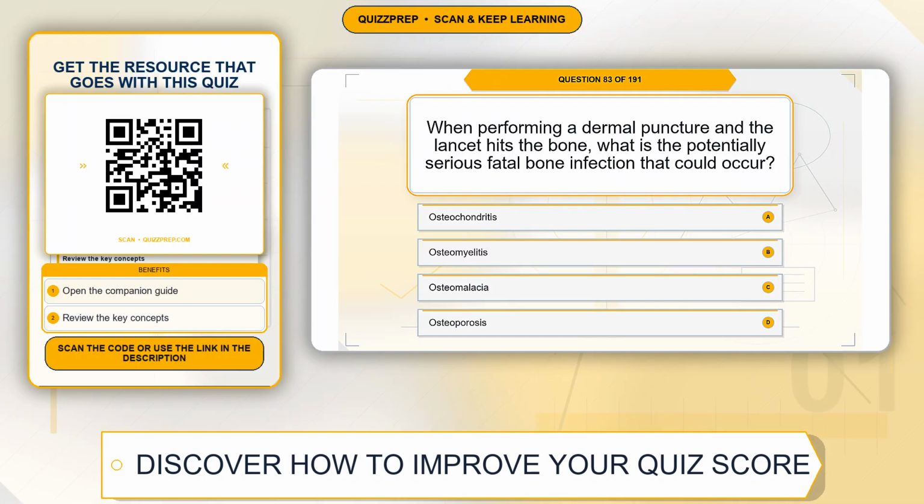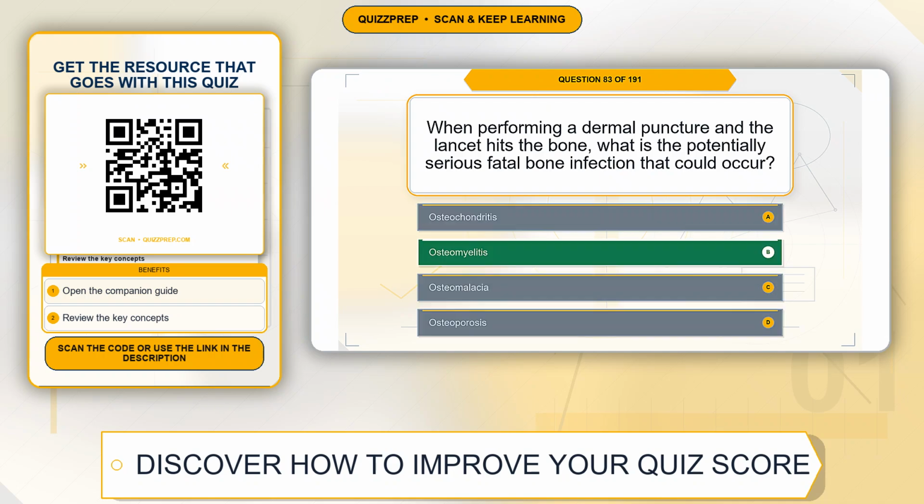Question 83. When performing a dermal puncture and the lancet hits the bone, what is the potentially serious fatal bone infection that could occur? Option A, osteochondritis. Option B, osteomyelitis. Option C, osteomalacia. Option D, osteoporosis. The correct answer is option B, osteomyelitis.